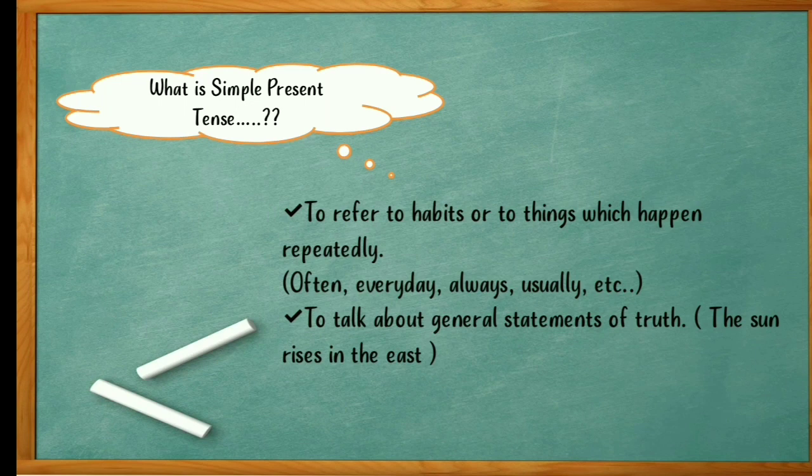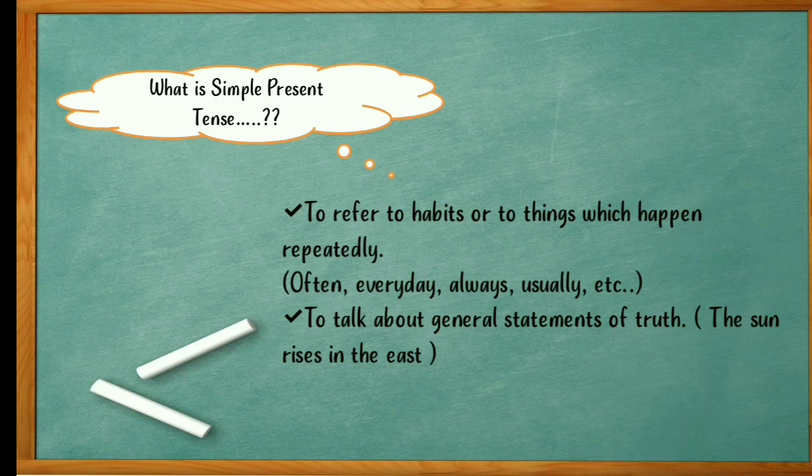And then the second meaning, to talk about general statement of the truth, untuk menjelaskan atau menggambarkan kebenaran umum. Kebenaran umum means that all the people know about that. Semua orang tahu. Okay? Apa di sini contohnya? The sun rises in the east. Matahari terbit dari timur. Semua orang tahu matahari itu terbit dari timur kan? All of the people know.